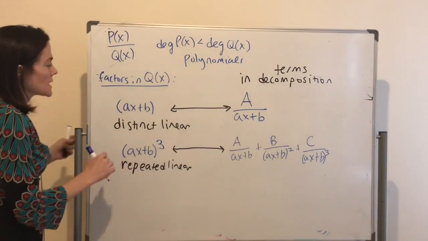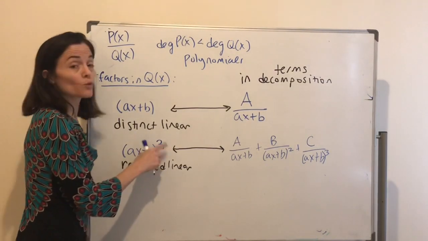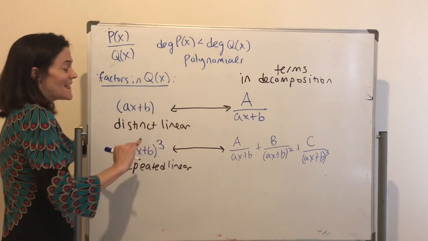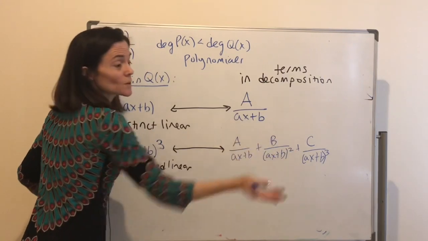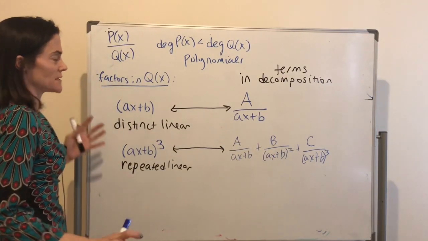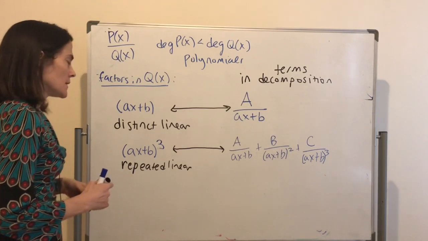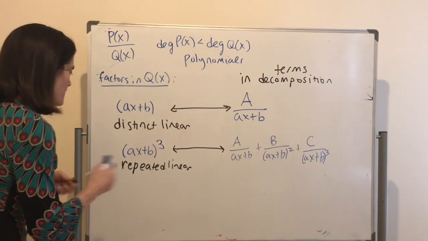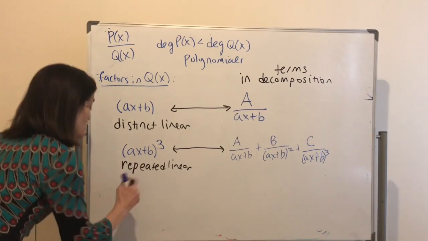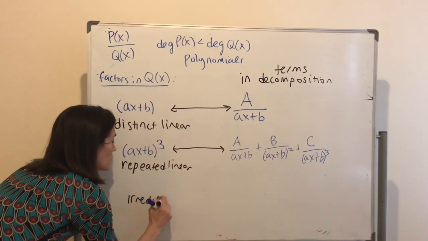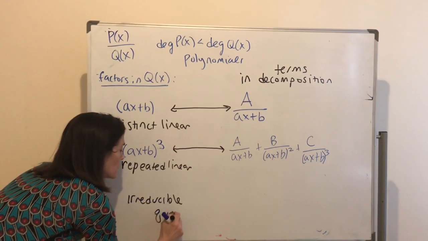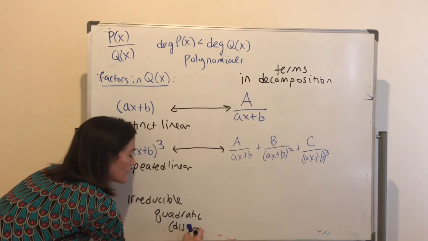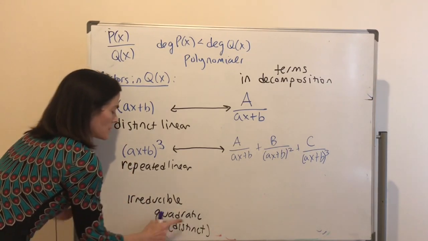But one thing you will see is whatever the degree is, this is something of degree 3, if you multiply it all out, that's how many constants you will need to solve for in your partial fractions decomposition. Okay, so this is if you have repeated linear, and I will do an example of this also. But what else can you have? You could have an irreducible quadratic. And let's say distinct.